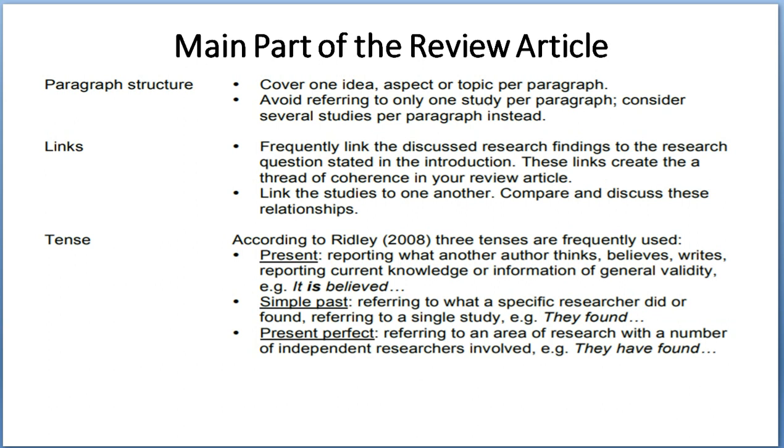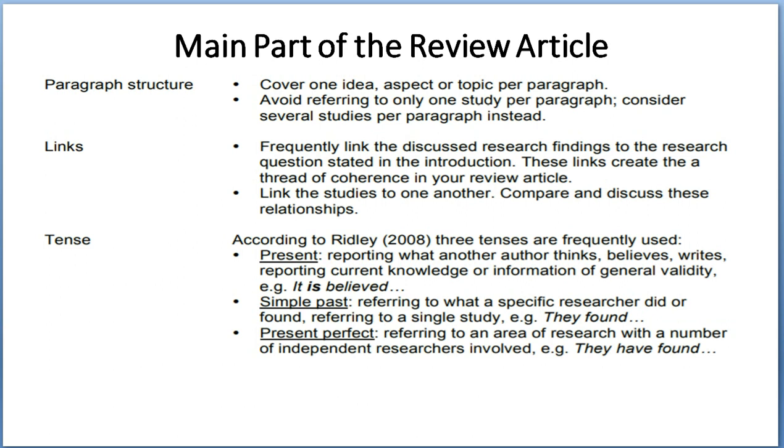paper. Citation: this part is very important. Here you have to cite all the researchers and all the papers from where you have collected the data. Regarding tense, depending upon what you are going to write, you can use present simple, past, or present perfect tense in order to write the body of your review paper. After this is the main part of the review paper.